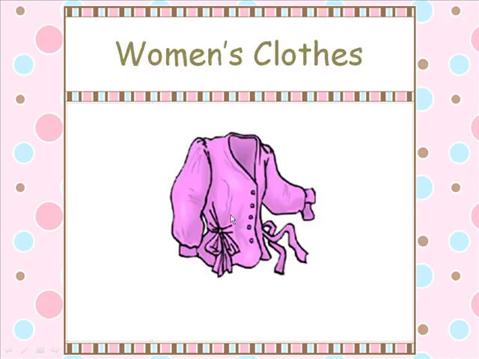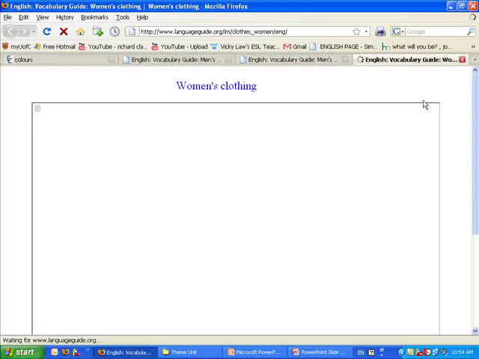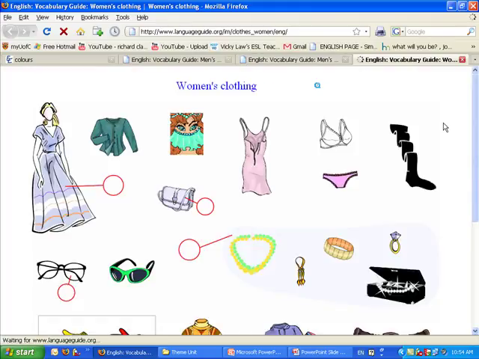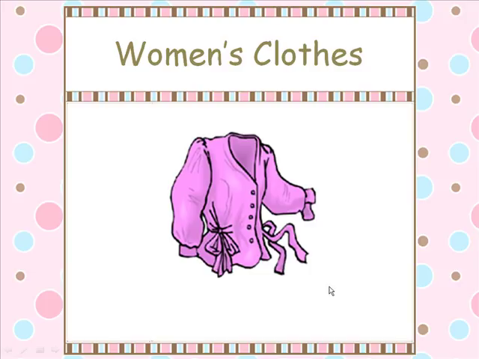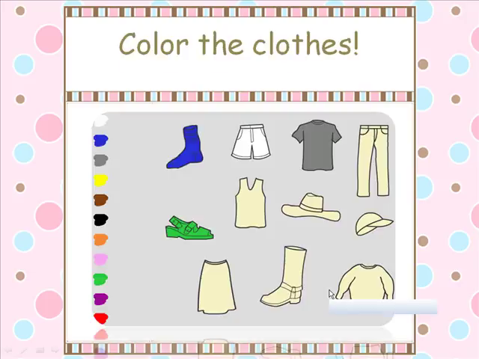And the next one is women's clothes. It's the same website, and it works the same way. Women's clothing. Earmuffs. Glasses. Gloves. Leather jacket. As you can see, that's how we're going to play.